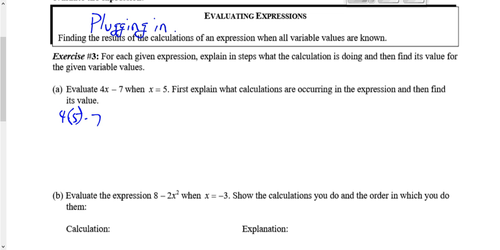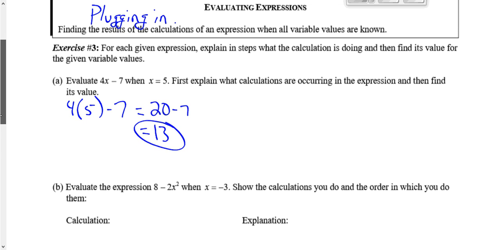And in certain situations, it will matter. Okay, but that's fine. I'll do it in parentheses. There's multiple ways to show multiplication in math. Some are more appropriate than others. So 4 times 5 minus 7 will equal what? 4 times 5 is 20. 20 minus 7, which is 13. Okay. Here we go.